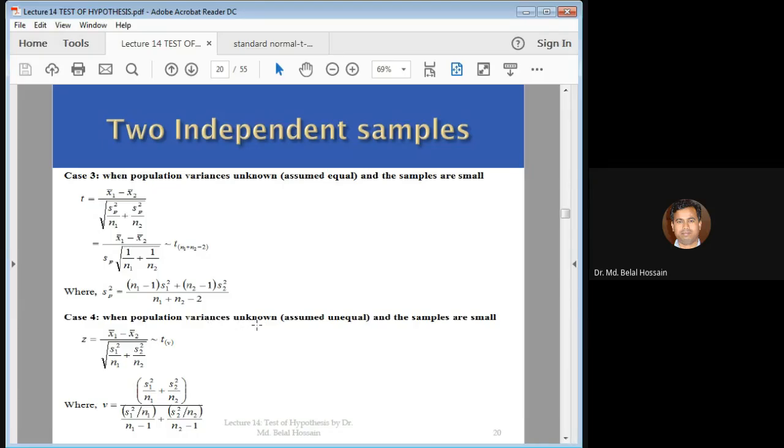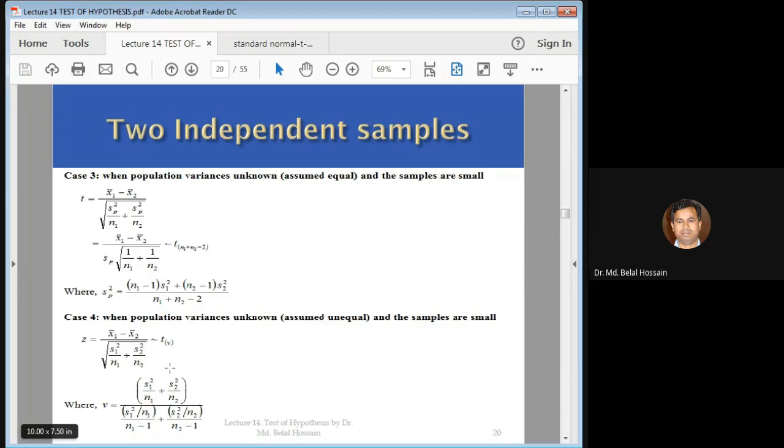population variances are unequal but assumed unequal and the sample size is small, then it follows a t distribution. Here it was mistakenly written as z, but it should be t. It follows a t distribution with new degrees of freedom, and that new value comes from this calculation, this large mathematical formula of variances: S1 squared divided by n1 plus S2 squared divided by n2, divided by the average, and then divided by the degrees of freedom.